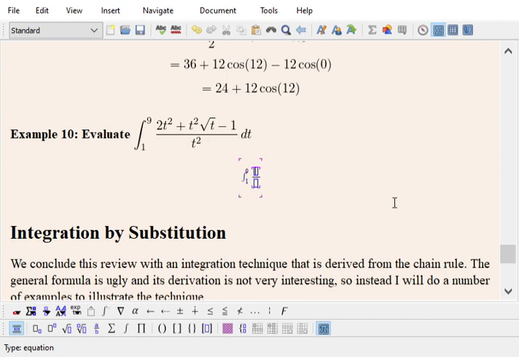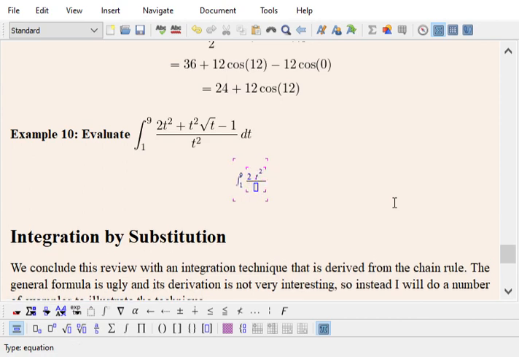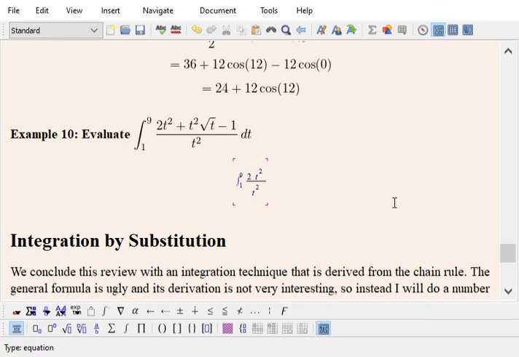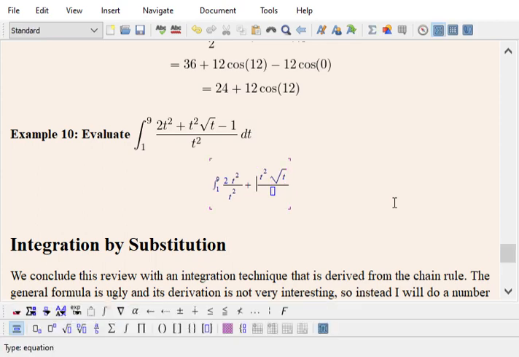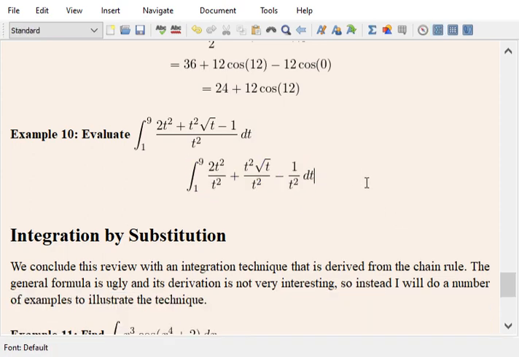So really all we have here is 2t squared over t squared plus t squared root t over t squared minus 1 over t squared dt. Right? That's really all that we have.